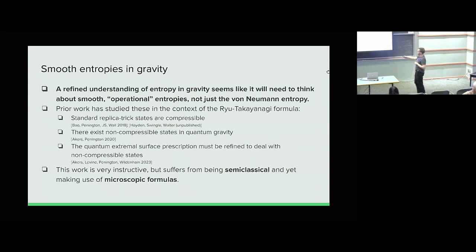And indeed, these authors, along with Adam Levine and Liz Wildenhain, had a very nice paper last year talking about how to fix up the RT quantum extremal surface formula in that setting. So this work is very instructive, and I think for me, one of the most influential things that's happened in the past few years. But one of the shortcomings is that it's doing a semi-classical analysis, but it's using very much microscopic ideas.